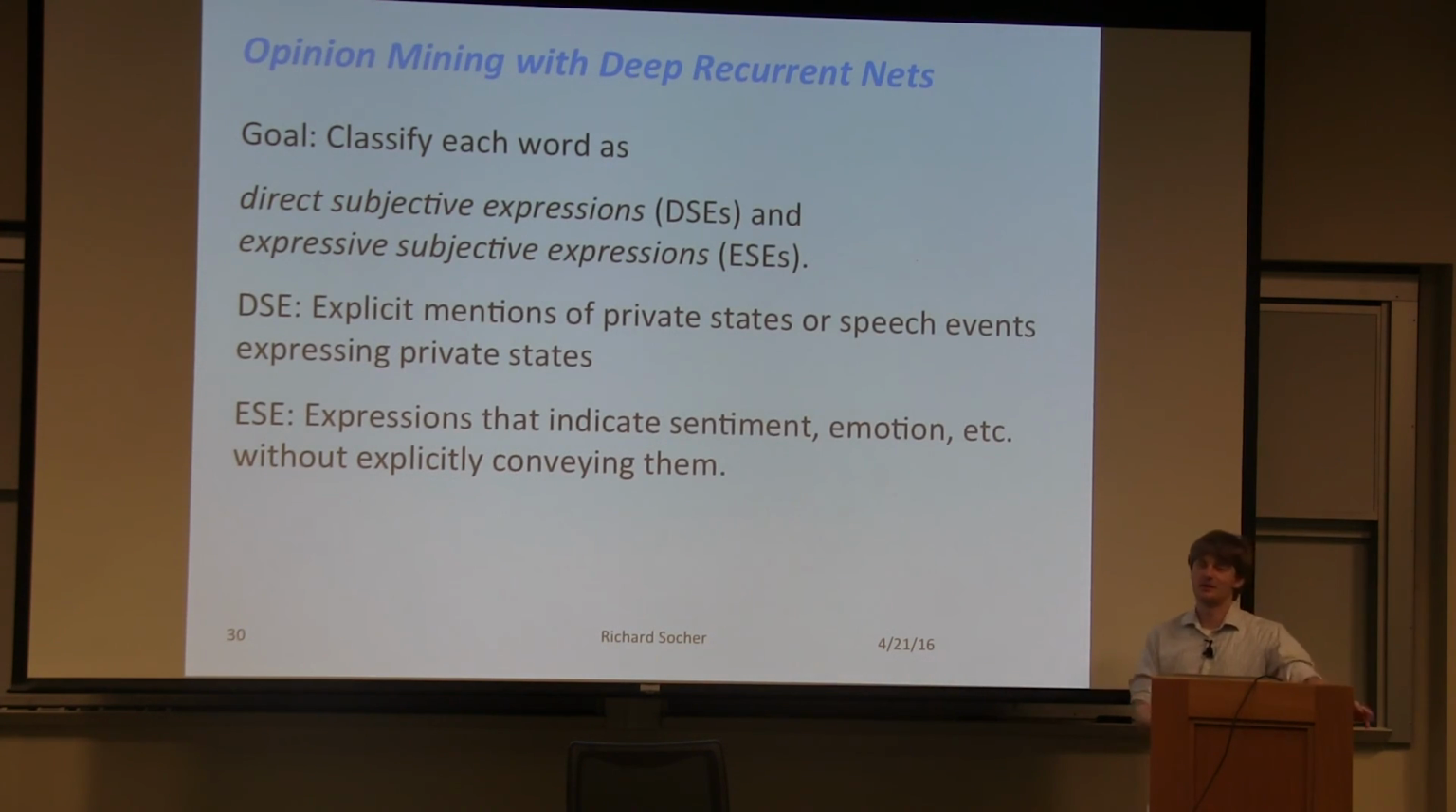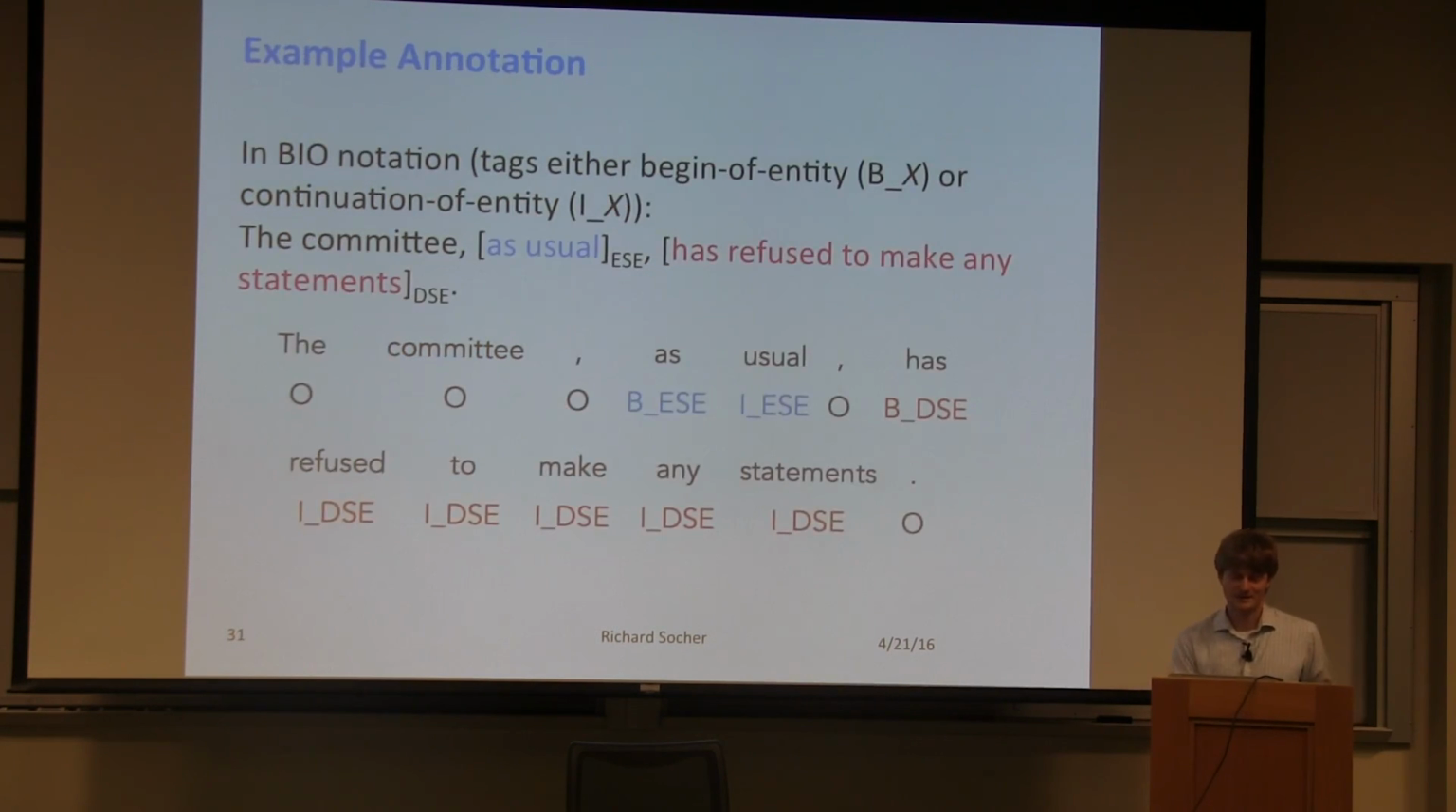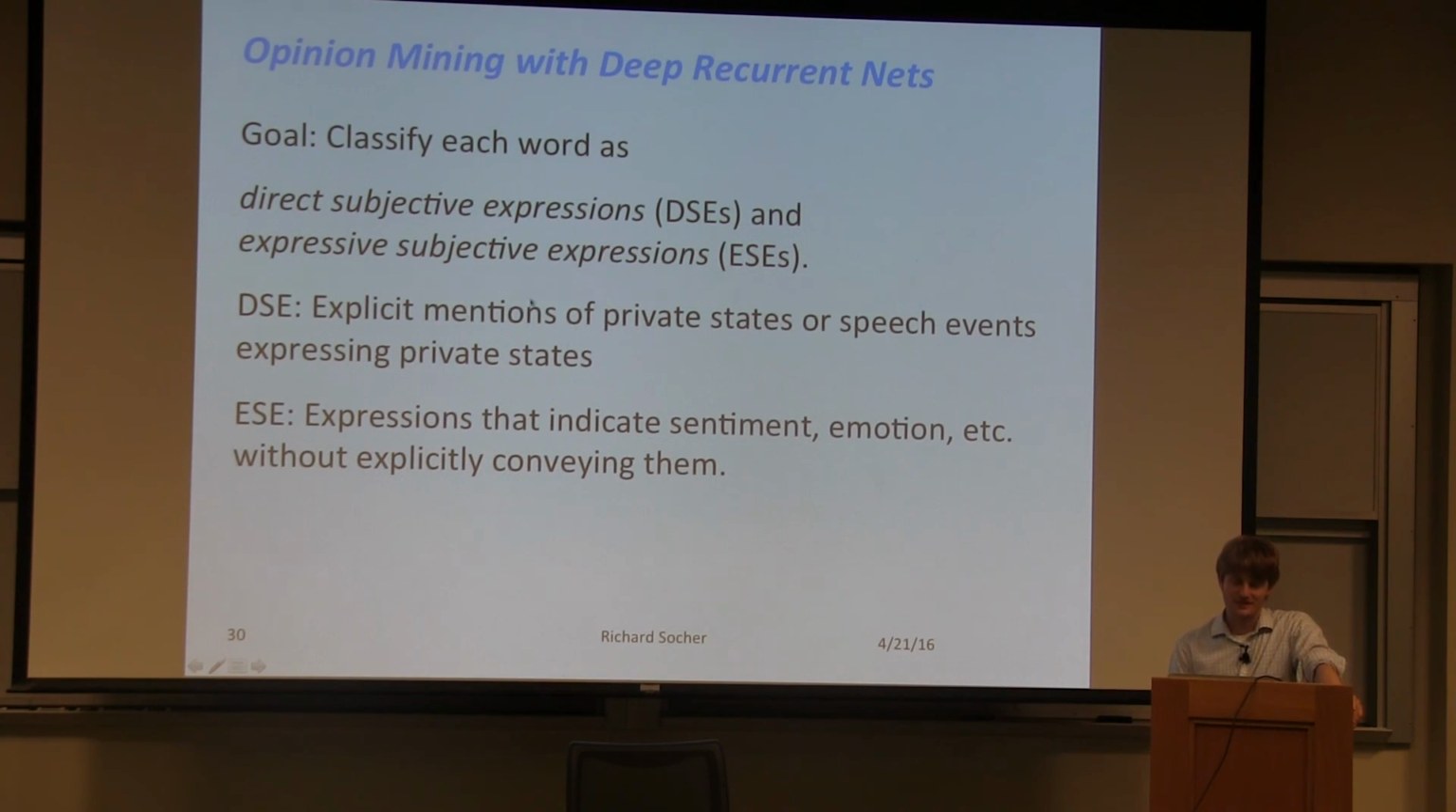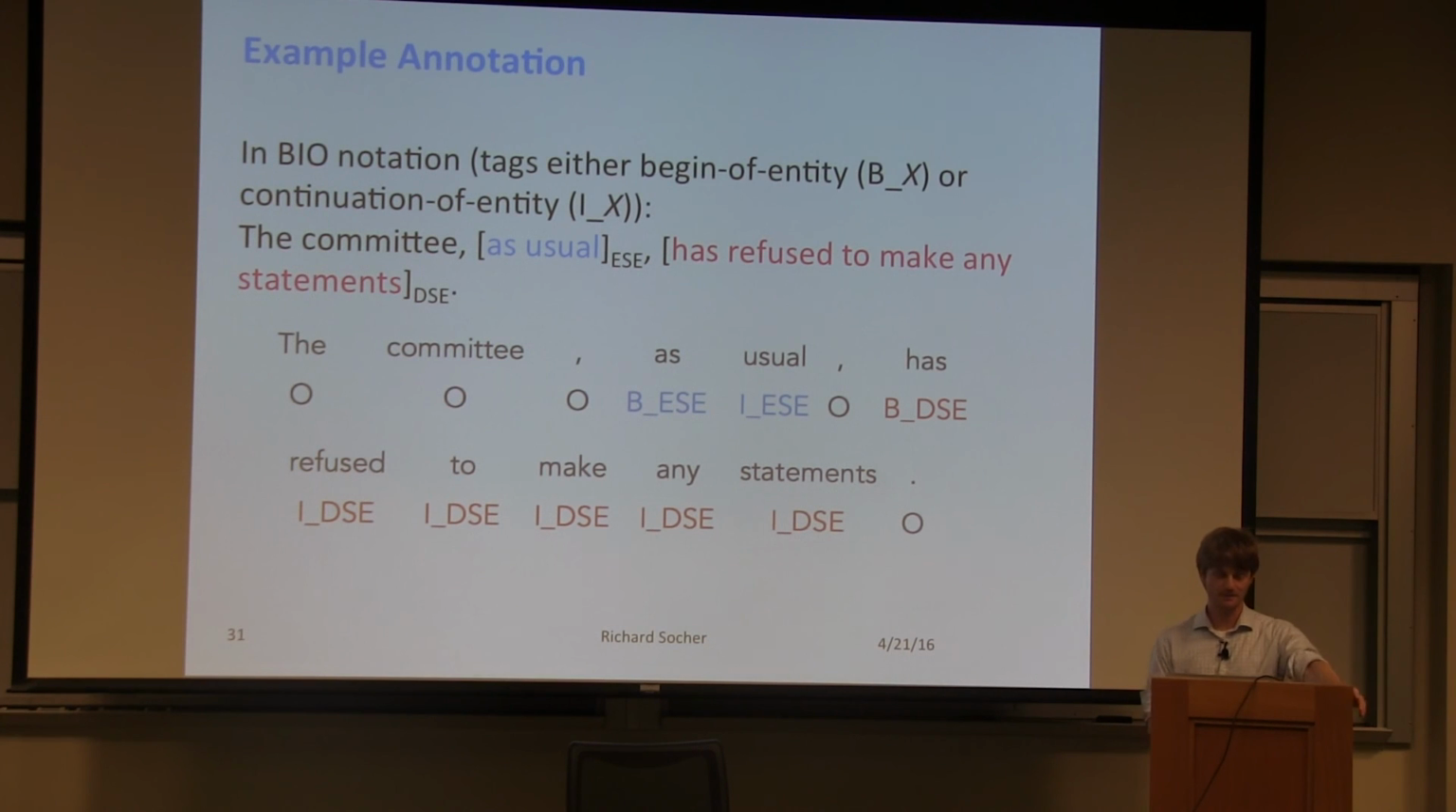So here they basically want to classify each word as either a DSE, a direct subjective expression, or an ESE, expressive subjective expression. And I'll just give you a real example here. Let's say, for instance, the committee, as usual, has refused to make any statements. So now, as usual is an expressive subjective expression. It basically indicates a sentiment without explicitly saying it. It's not like this is bad, but it's like as usual, and then you kind of get that they're trying to indicate here that they're a little annoyed.